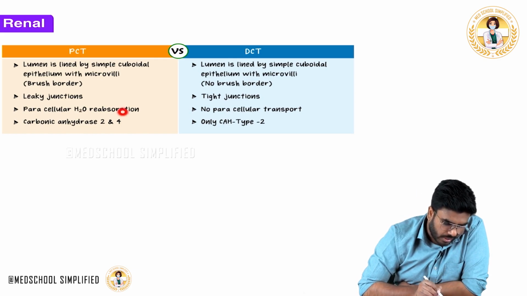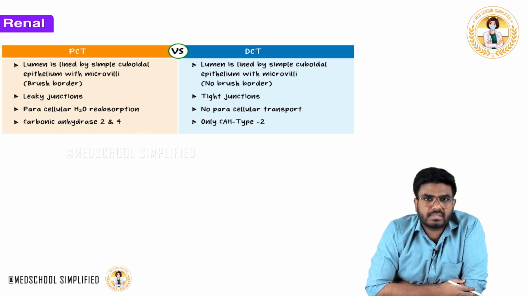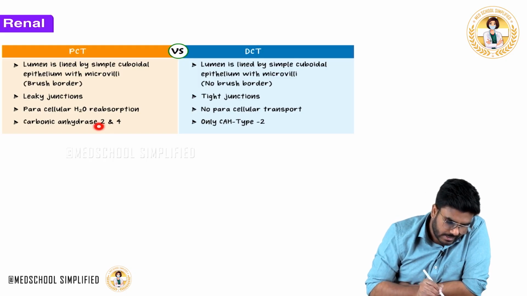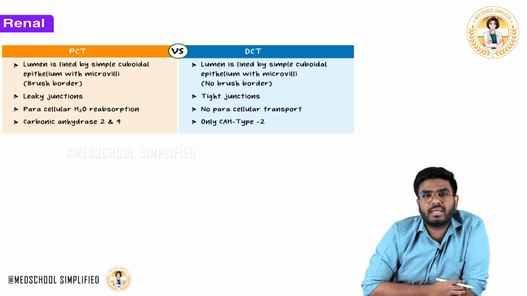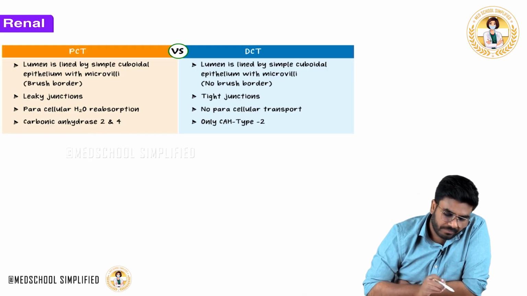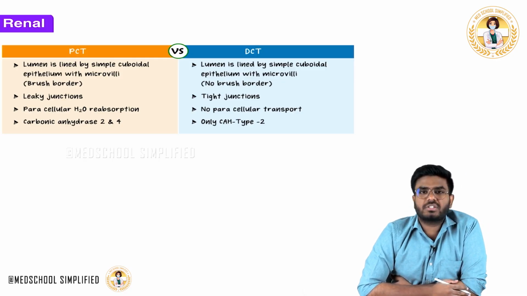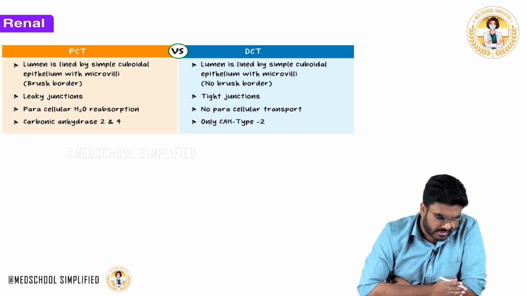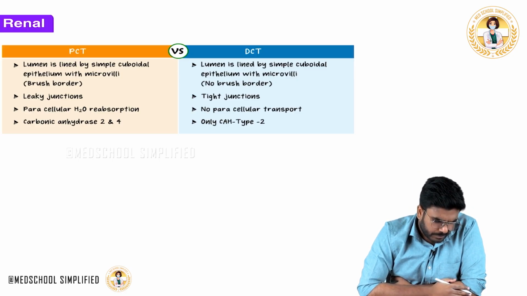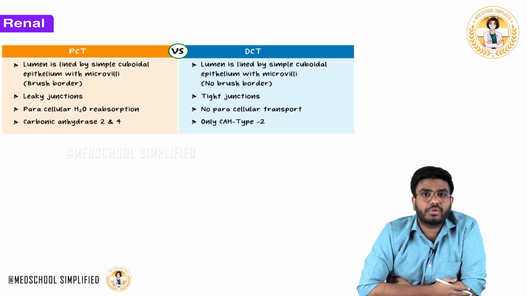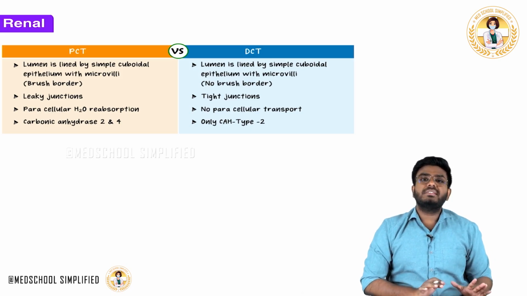And in the PCT, one more important difference is that there are two types of carbonic anhydrase, type 2 as well as type 4. But in the distal convoluted tubule, only type 2 carbonic anhydrase is present. So these are some important histological as well as biochemical differences seen between the proximal convoluted tubule and the distal convoluted tubule. So with this, the topic of the distal convoluted tubule is completed.